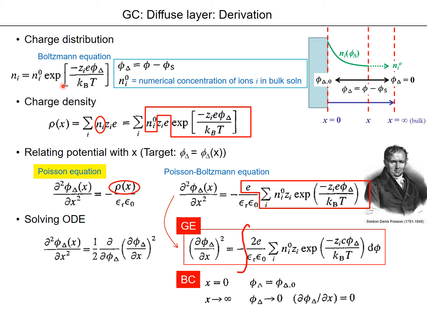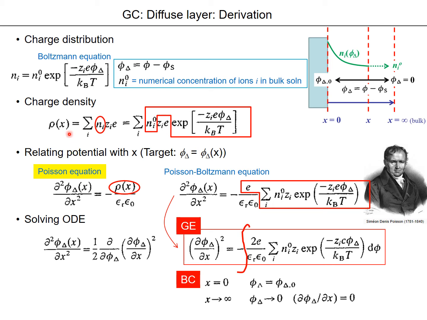Then exponential minus Gi. Gi indicates the number of charge of species i. e means the point charge of an electron, and phi delta is the potential, per Boltzmann constant with temperature.